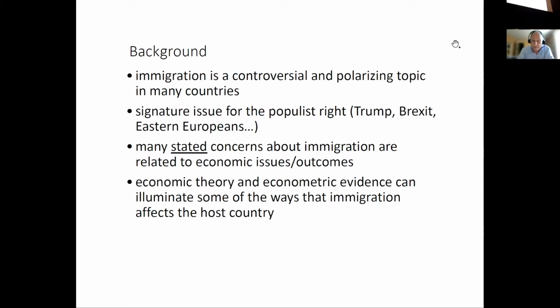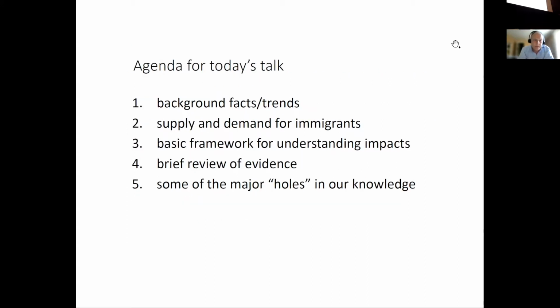the background issues. This is my agenda. I'm going to give some background facts and trends, and I've been trying to read up a little bit and bring in some evidence from New Zealand. I'm a Canadian by birth, spent most of my career in the United States, but in many things I've been reading, I found that the comparison between New Zealand and Canada is sometimes quite apt. I'll talk about some of the issues underlying supply and demand for immigrants, a framework for understanding some of the impacts of immigration, a brief review of the evidence, and then I'll talk about some of the things that, in my opinion, we don't know enough about and probably should be on the top of the agenda going forward.